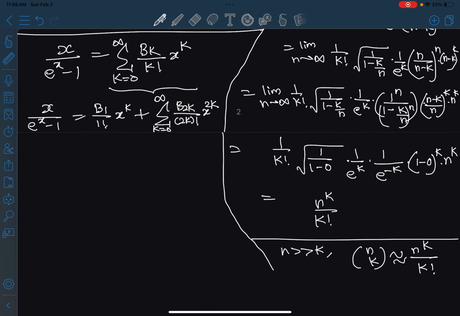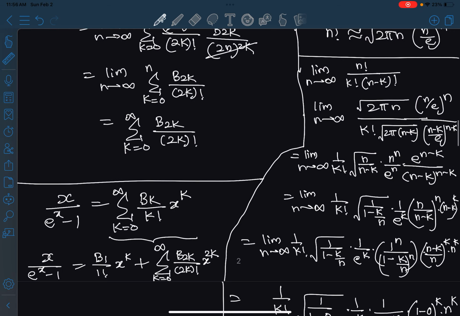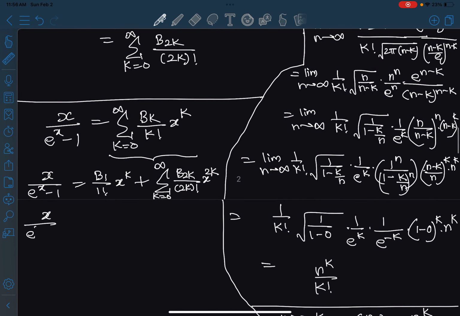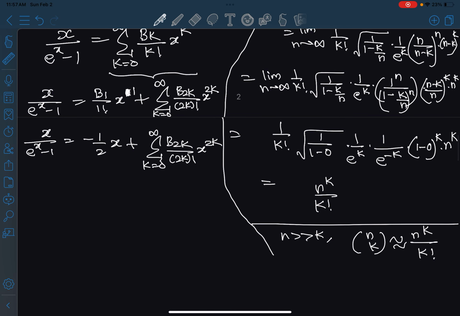Now we know that b sub 1 is actually negative half, right? So using that, x by e to the power x minus 1, and now this k was actually 1 in this case, right? So negative half of x plus the sum from k equals 0 to infinity of b sub 2k by (2k)! x to the power 2k. Now just take minus x by 2 to the other side. That becomes x by e to the power x minus 1 plus x by 2 is equal to the sum from k equals 0 to infinity of b sub 2k by (2k)! x to the power 2k.